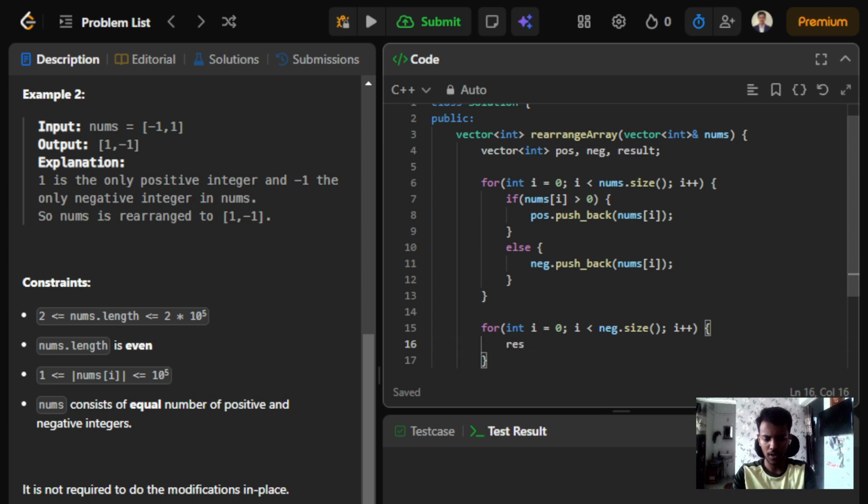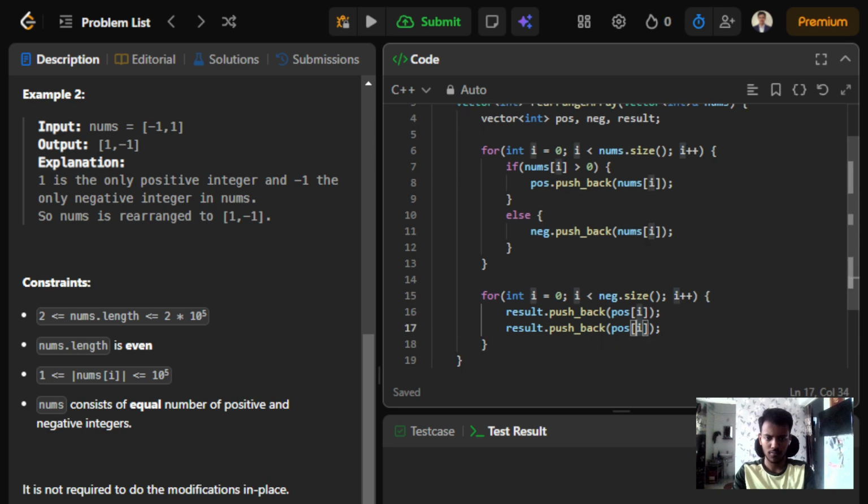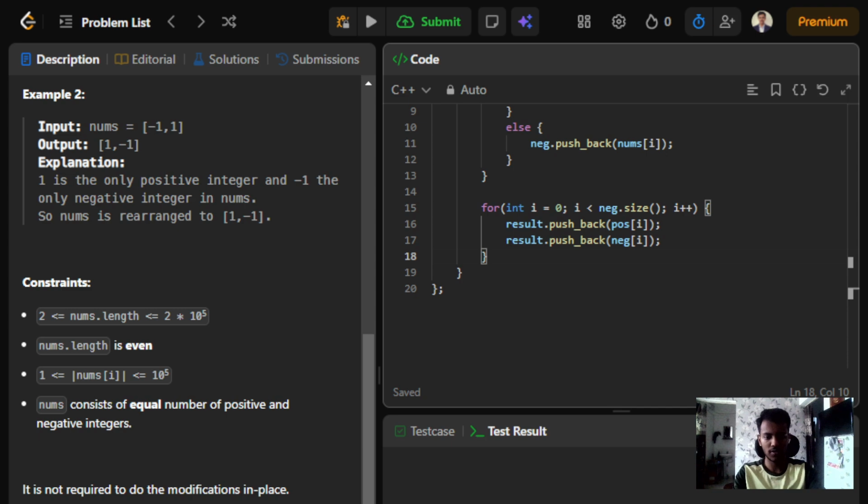And then what we'll do is result dot push back, first positive I and then negative I, right? First we'll push the positive element and then we'll push the negative element, and then we'll return the result after this loop ends. Return result. Let's see.